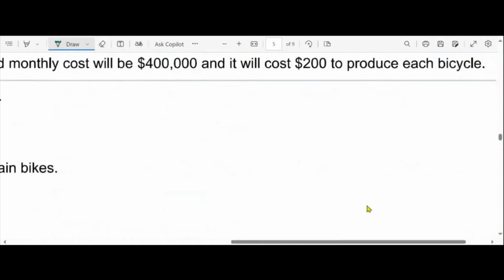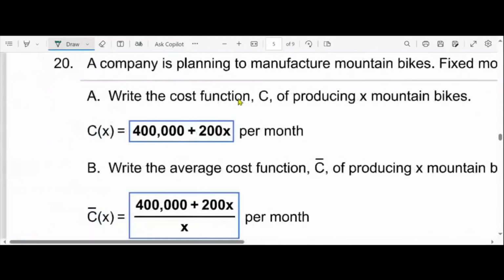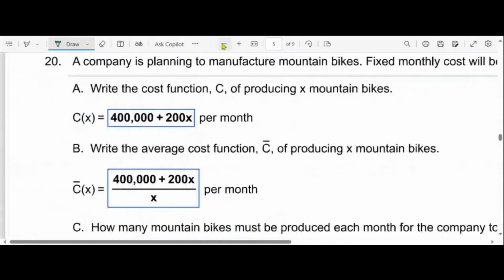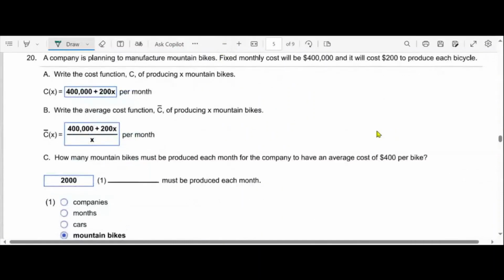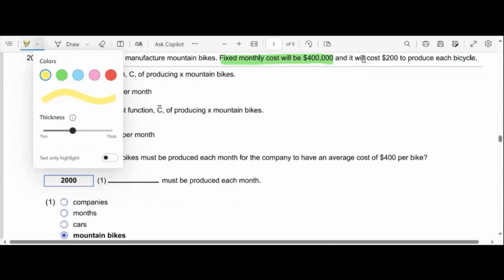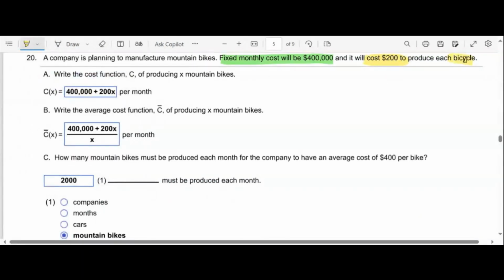Yeah, whose turn? My turn. Okay, a company is planning to manufacture mountain bikes. Fixed monthly cost will be $400,000 and it will cost $200 to produce each bicycle. So how much is the fixed cost? 400,000. And 200 for each what? Bicycle. So let the number of bicycles be what? X.